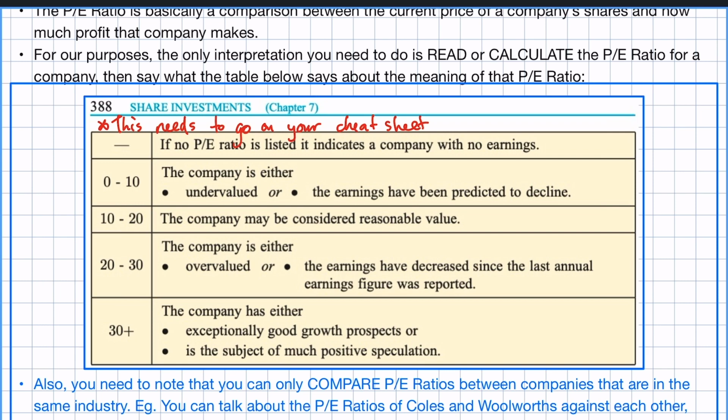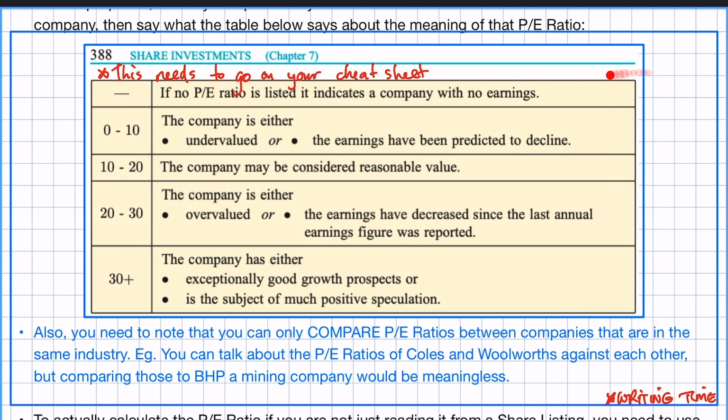Okay? So what I'll ask you to do, I'll give you time to get the table down, like 5 minutes. And please note, while you're copying that down, you need to note that you can only compare PE ratios when the companies are similar to each other. So you can talk about PE ratios of Coles and Woolies. Why? What kind of companies are they? Supermarkets. So comparing their PE ratios actually means something. But that PE ratio, I'm not going to be able to compare it with BHP because they're not a supermarket. They're a mining company, okay? So I'll give you some writing time for that table. I'll be back with you at 10 past.